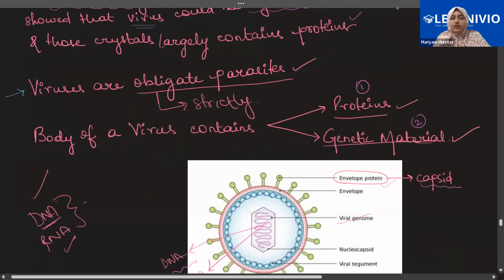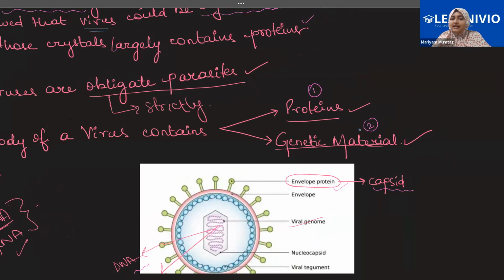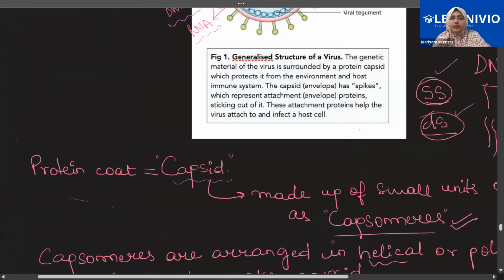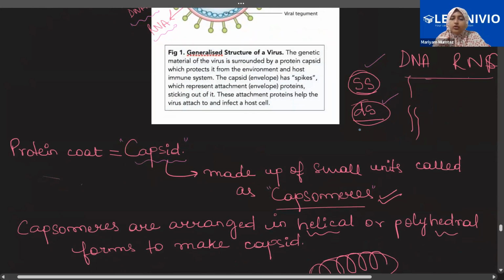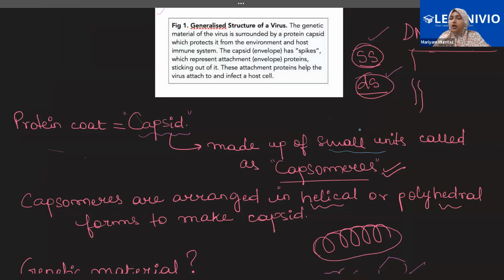Now, talking about the body of a virus, it contains two things. It contains proteins and it contains the genetic material. The genetic material can be RNA or it can be DNA. Now, talking about the protein coat. The protein coat of the virus's body is known as the capsid. And this capsid is made up of small units that are known as capsomeres. So many capsomeres come together and form the capsid, which is the protein coat of the virus.